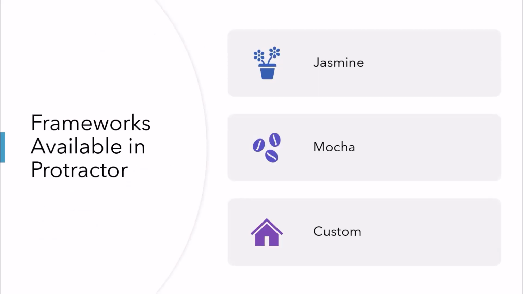Now let's have a look at the frameworks which are supported by Protractor. We have Jasmine, Mocha, and we have a custom framework. So the default framework which is supported by Protractor is Jasmine, but we would be focusing more on the custom framework as Cucumber falls under the custom framework. So our focus would be more on Cucumber followed in the subsequent sessions.